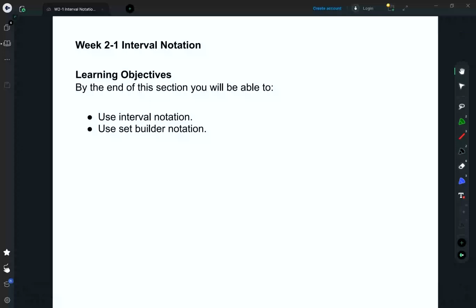The first topic we're going to talk about today is interval notation. By the end of this section, you'll be able to use interval notation, and we'll even talk a little bit about set builder notation. All right, let's go ahead and get started.